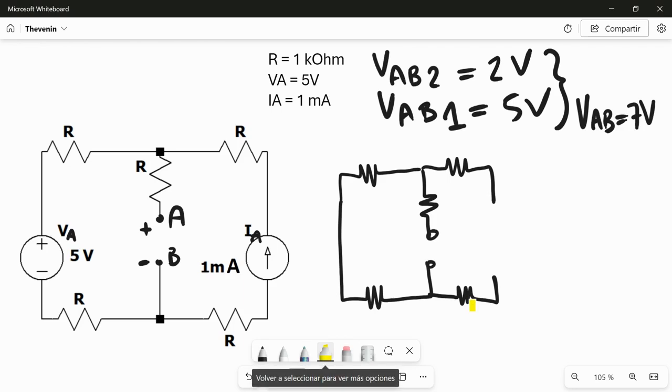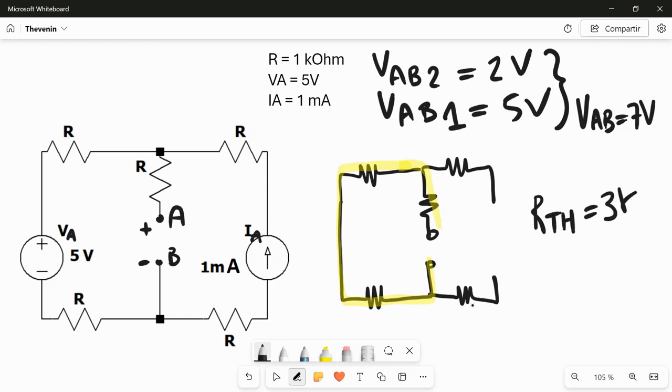If I look here, I will find this R, then no current flows in this branch because it's an open circuit. So current will go this way, then this way, then this way, and then come back to my B point. No current flows in this direction because this is an open circuit. So between A and B, basically I will have 1, 2, 3 kilo. So my Thevenin R is equal to 3 kilo.